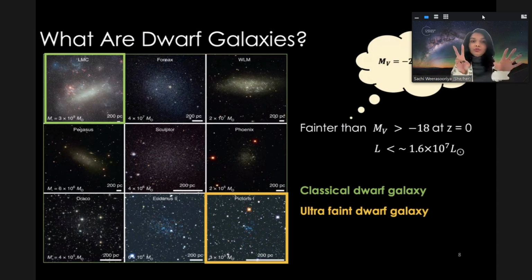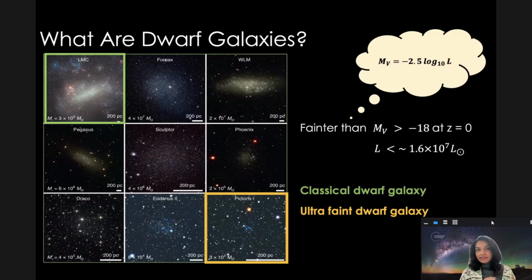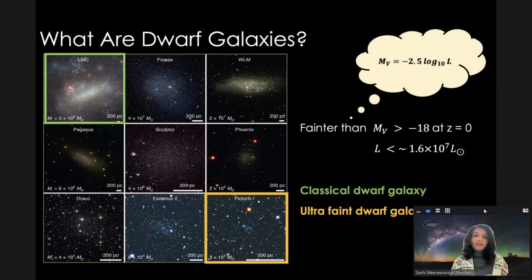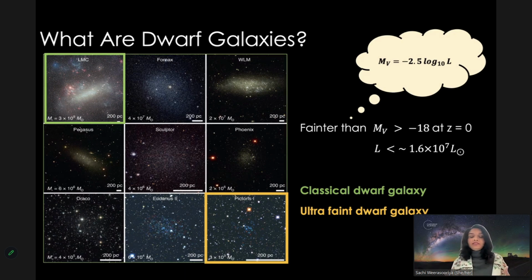Now I'm highlighting two galaxies right here, the Large Magellanic Cloud and Pictoris 1. LMC, or the Large Magellanic Cloud, is one of the largest satellite galaxies of the Milky Way, or the largest dwarf galaxy in the Milky Way. And Pictoris 1 is an ultra-faint dwarf galaxy. These are not visible to the naked eye. But LMC, you would be able to spot this galaxy if you go out and look at the night sky.